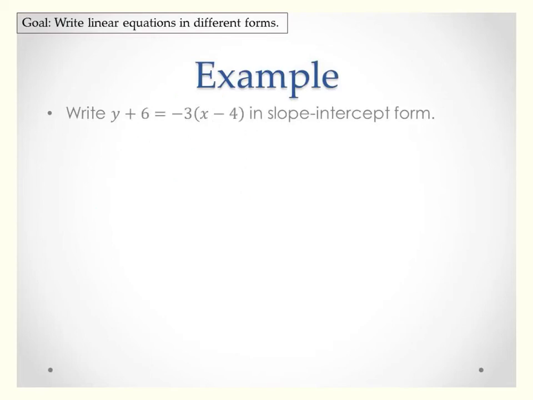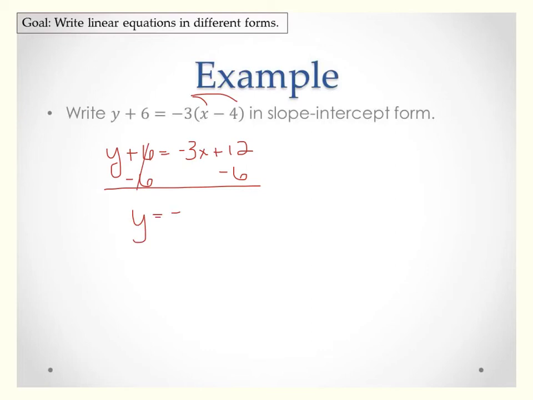Alright, so again, a point slope to slope-intercept. So first step, distribute. Okay. Then I want to have y equals, not y plus 6 equals. So minus the 6 from both sides. There we go.